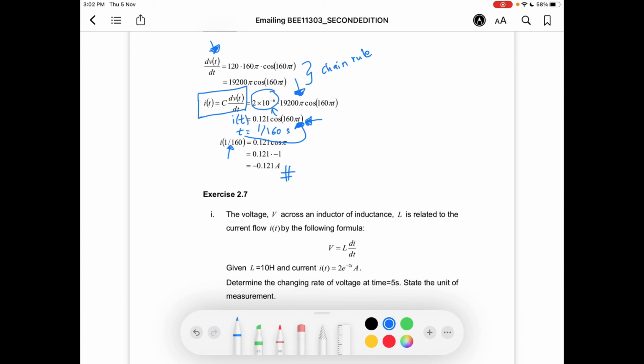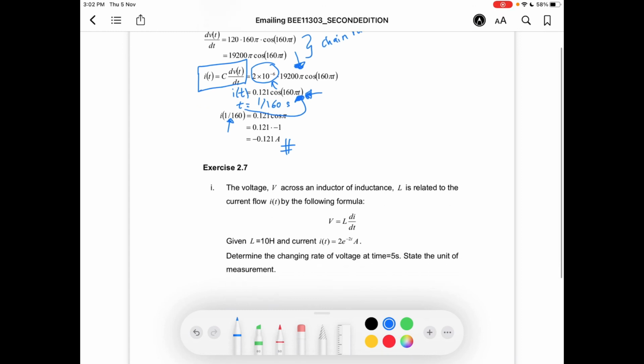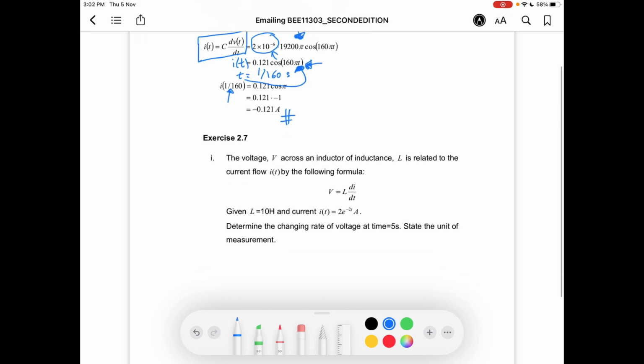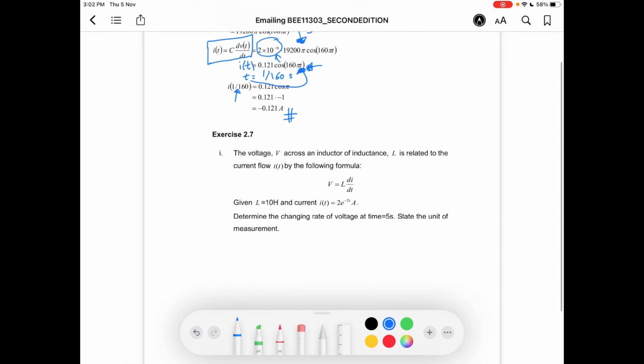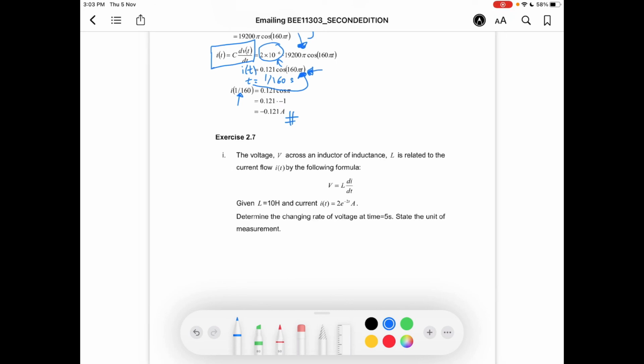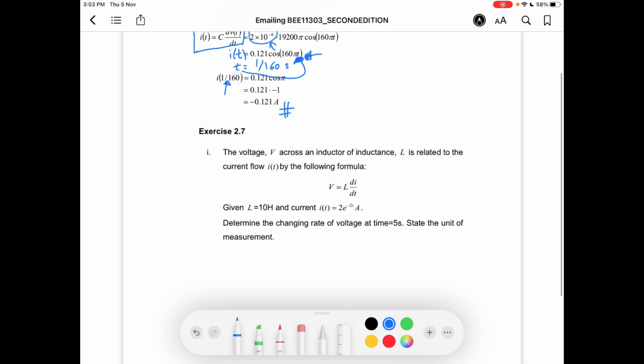Remember that, if I'm not mistaken, your calculator must be in radian. If you put it in degree, I'm afraid you will get a different answer. You can try it by yourself. Now this is exercise 2.7. This is the one exercise that you can try to see whether you understand it or not. For this exercise, the answer can be found in my previous video, to check your answer.